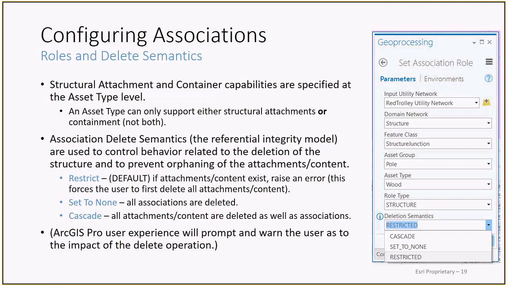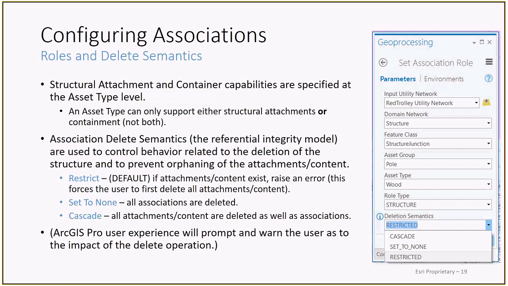The three options are either restrict, meaning if it's a container and I've set it to restrict, I can't delete it if there's things inside of it. If it is an attachment and I've set it to restrict, I can't delete it if there's things attached to it. Set to none is a little bit of a tricky one to understand. What it means is that if you take the container or the structure, in this case the pole, and you delete it, and there are things attached to it, or there are things contained within it, depending on which you're doing, their association status gets set to none, the association records get removed, but the features themselves aren't touched.